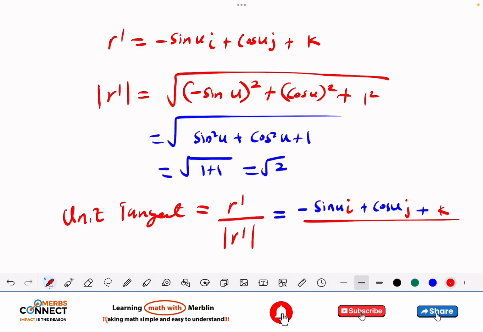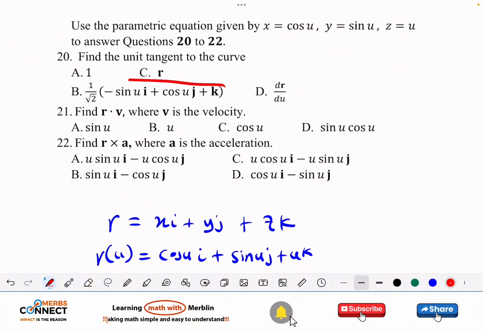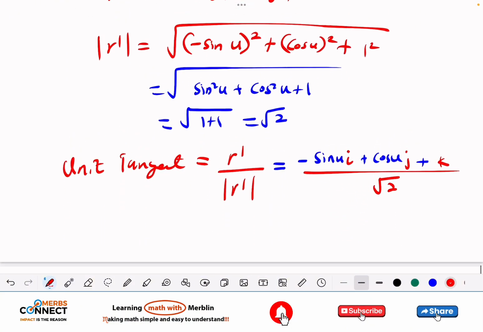All divided by root 2. So let's go and see if the answer is there. Okay, the answer is right here. So that's what we are going to get.